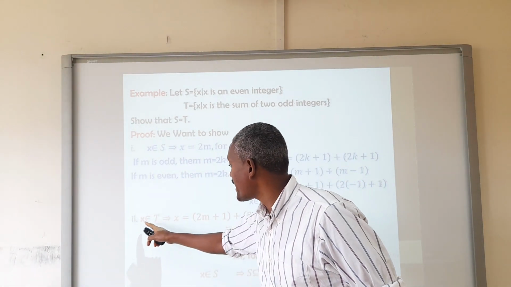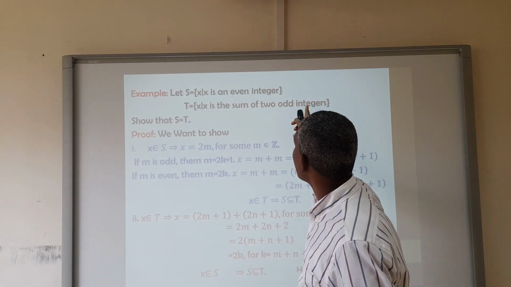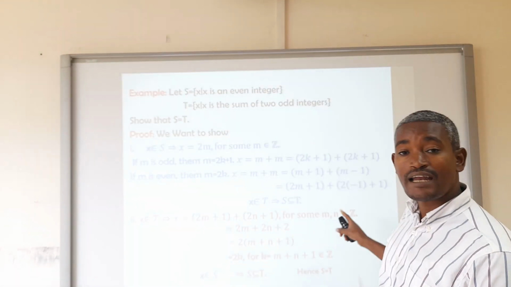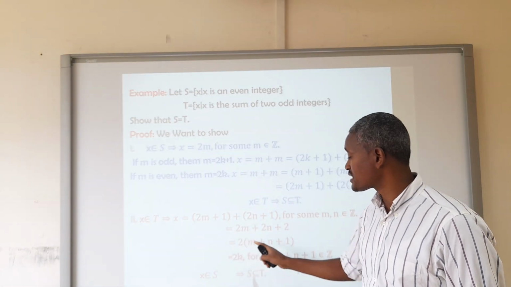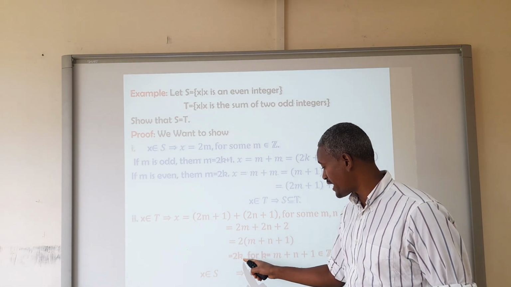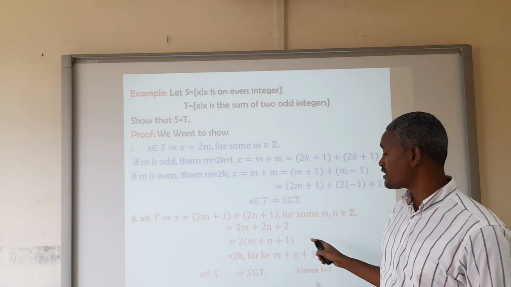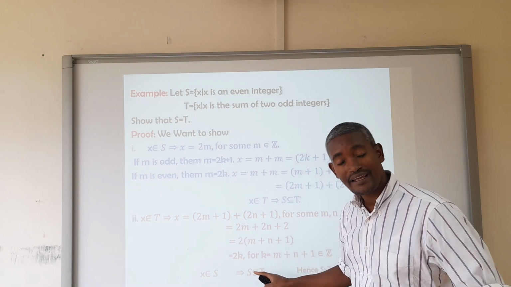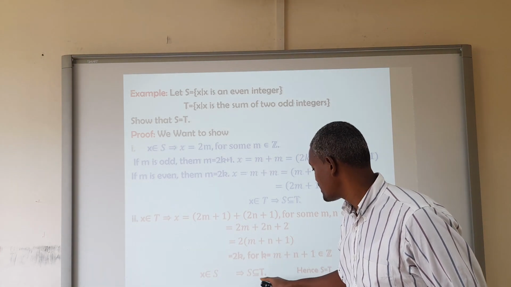On the other side, let x be an element of T. If x is an element of T, we can write it as a sum of two odd integers, so x is equal to 2m plus 1 plus 2n plus 1 for some m and n elements of the integers. Adding these, we get 2m plus 2n plus 2, and taking 2 as common, 2 times m plus n plus 1. Representing this as 2k, for k equal to m plus n plus 1, which is an element of the integers, it means that x is even. So T is a subset of S.